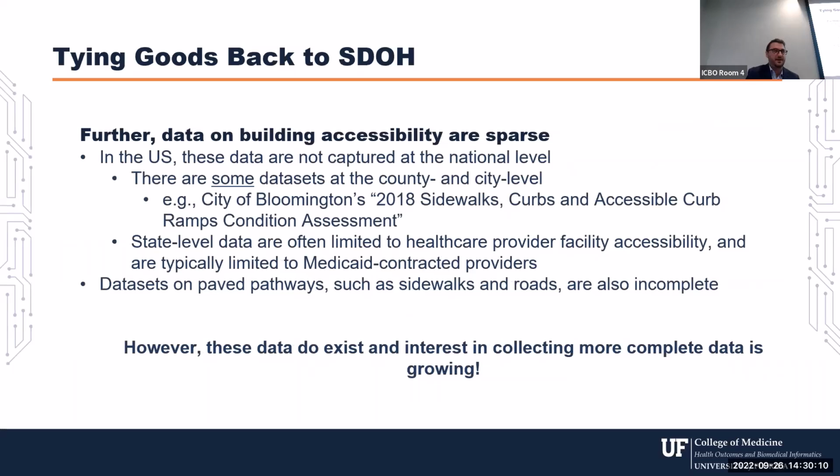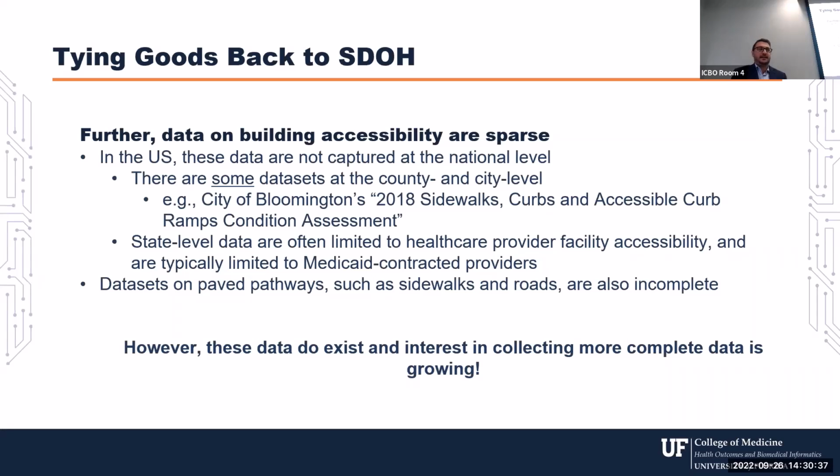So to make matters a little bit more complicated, the data on building accessibility that currently exists is pretty sparse. In the United States, as far as I'm aware, there are no national level data sets on this. There are some data sets at the county and city level, for example, the city of Bloomington's 2018 sidewalks, curbs, and accessible curb ramps condition assessment data set.